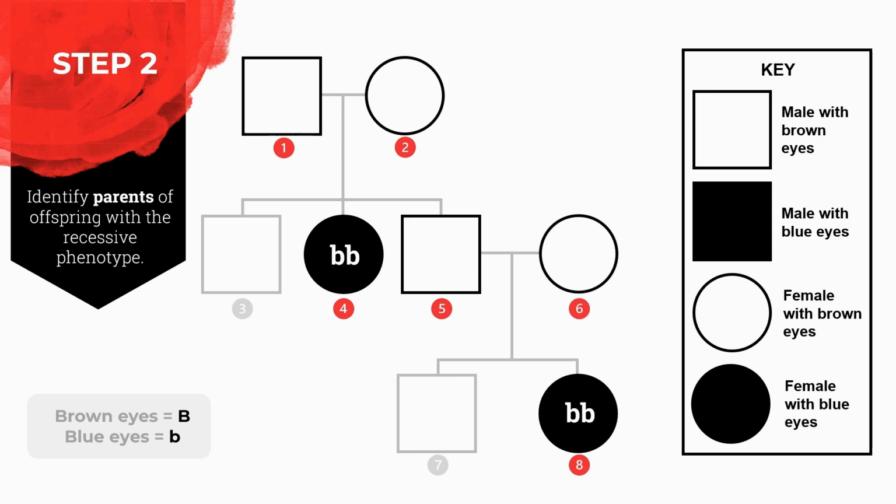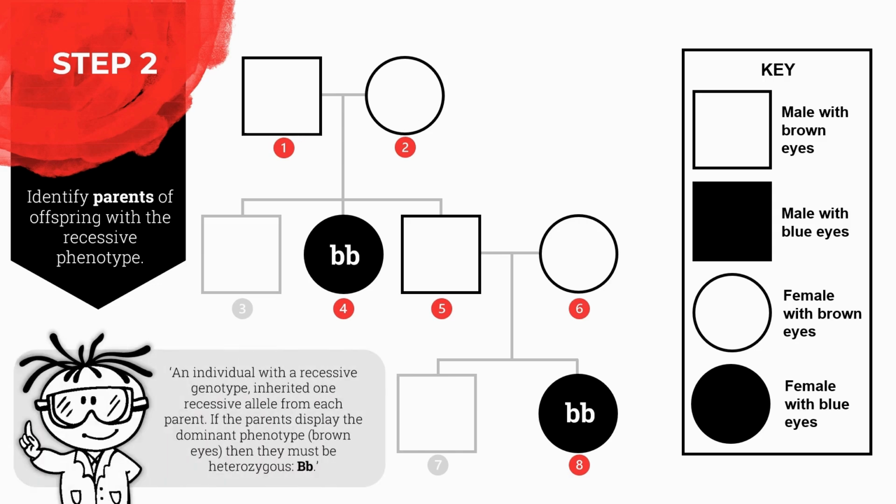We make this our second step because any individual with a recessive genotype inherited one recessive allele from each of their parents. If the parents display a dominant phenotype, in other words brown eyes, then they must be heterozygous for eye color, which is indicated by 1 upper and 1 lowercase letter b.